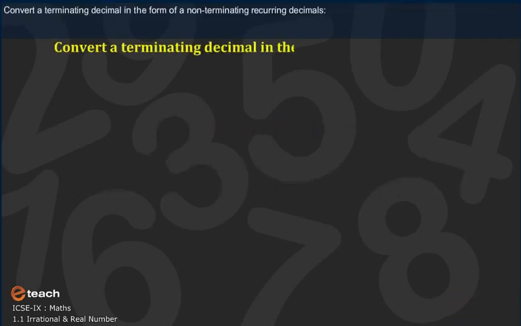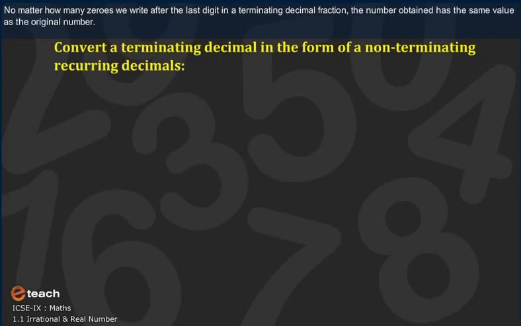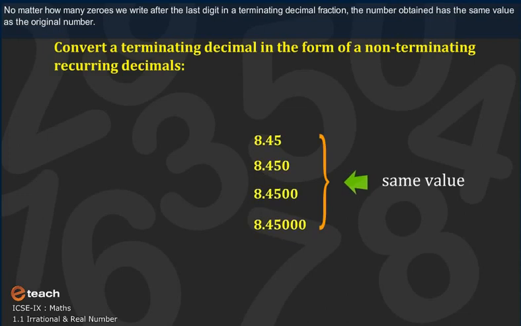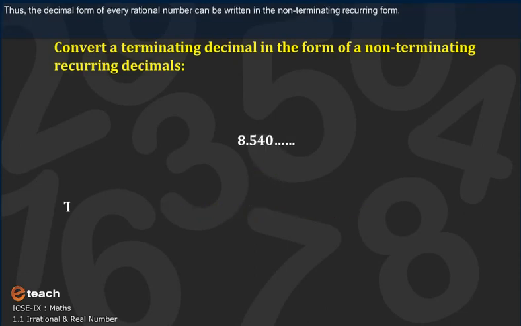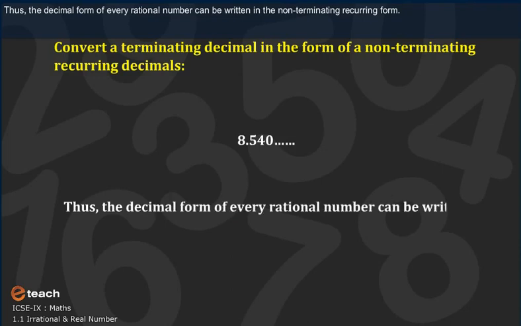Convert a terminating decimal into the form of a non-terminating recurring decimal. No matter how many zeros we write after the last digit in the terminating decimal fraction, the number obtained has the same value as the original number. Using this property, a number in the form of a terminating decimal can be written in the form of a non-terminating recurring decimal. Thus, the decimal form of every rational number can be written in the non-terminating recurring form.